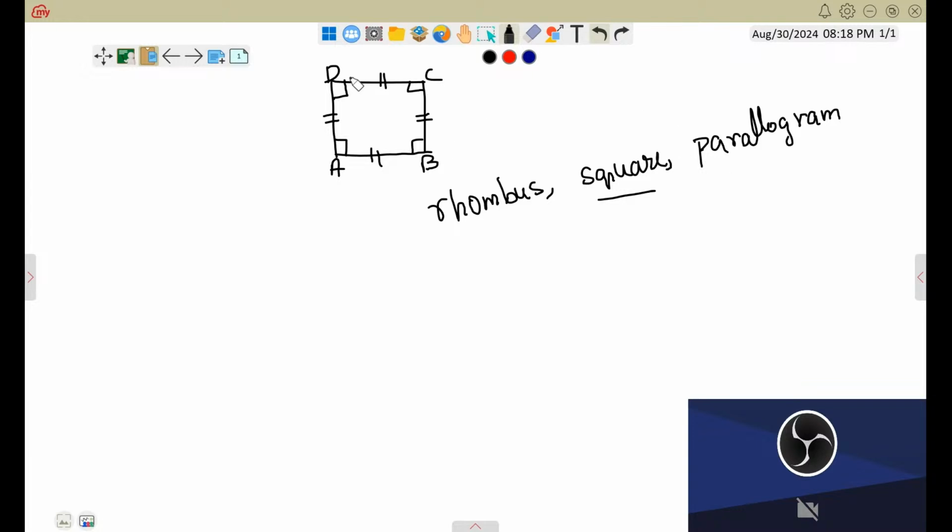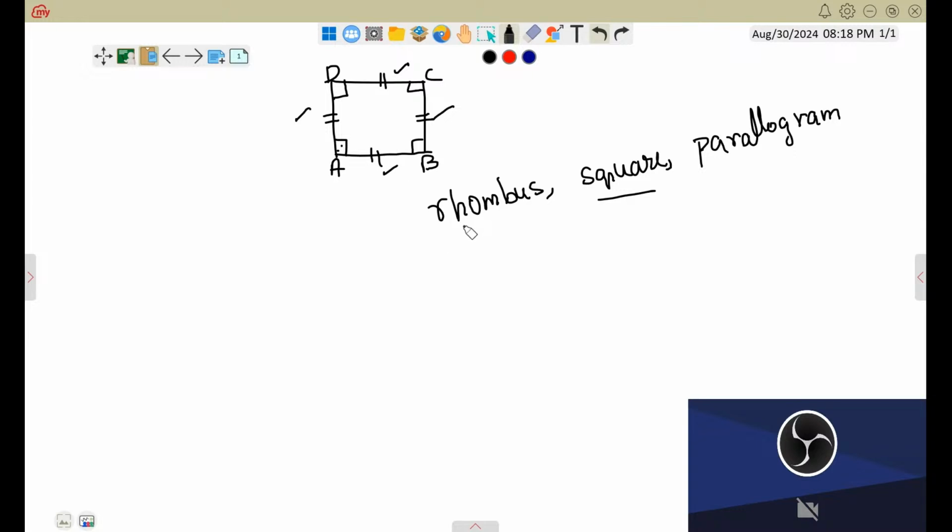The same, if you observe, if it is a parallelogram, in the parallelogram, opposite sides are equal. Is it opposite sides are equal? Yes. Opposite angles are 180. Is it opposite angles are 180? 90 plus 90, 180. Yes. So it is also a parallelogram.